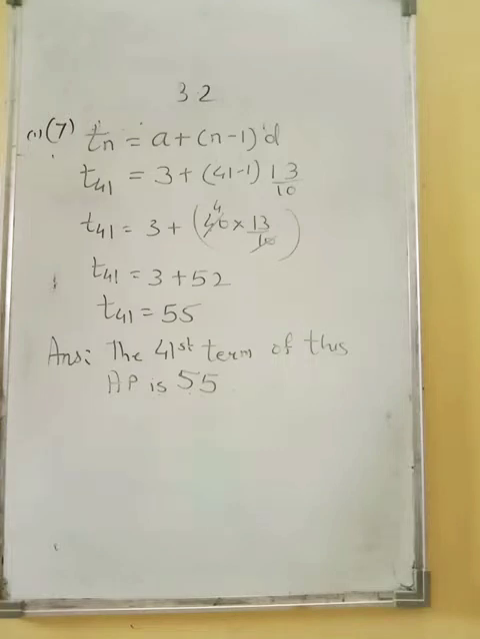Now we move on to the next sum. Now we have to do sum number 10. Okay, so let us do the 10th sum. I hope everybody has completed. Let us read the 10th sum. The 17th term of an AP is 7 more than the 10th term. Find the common difference.